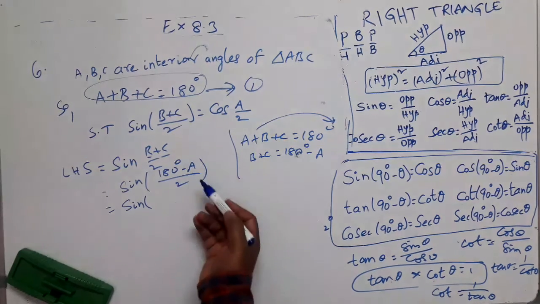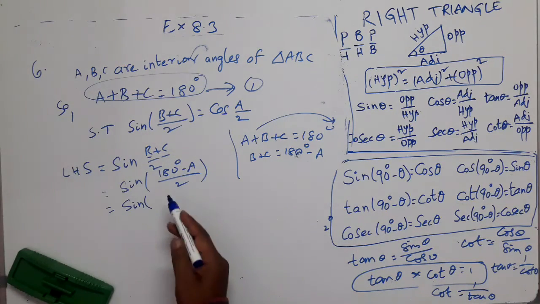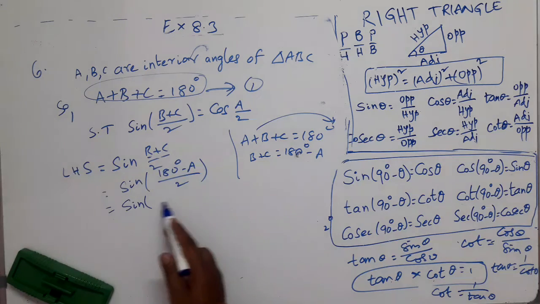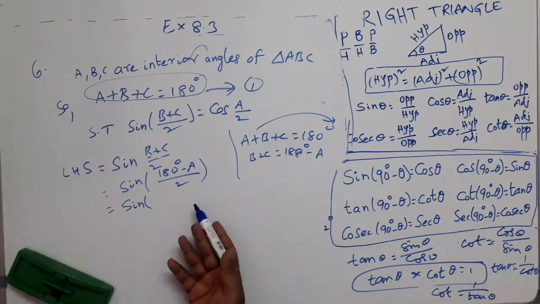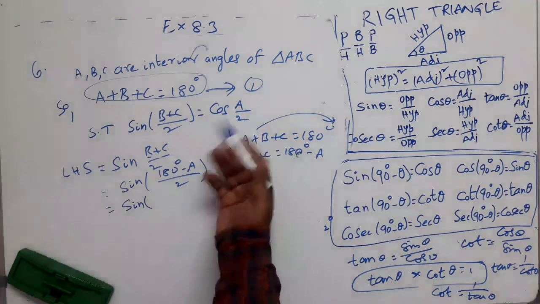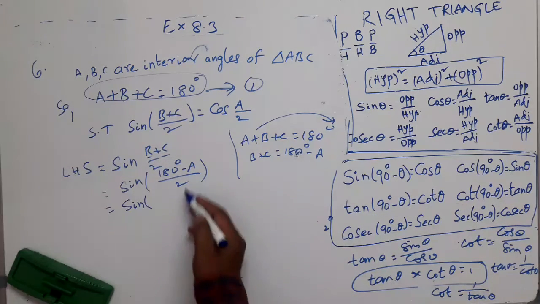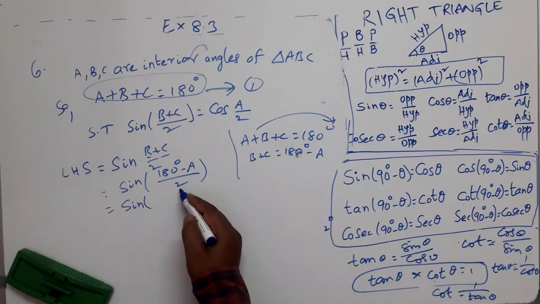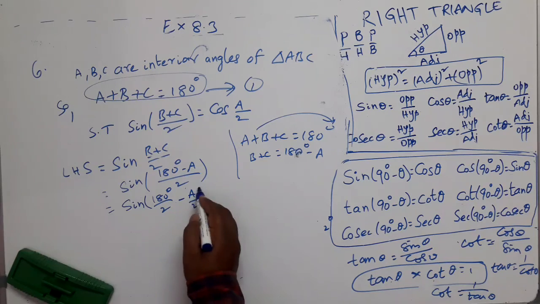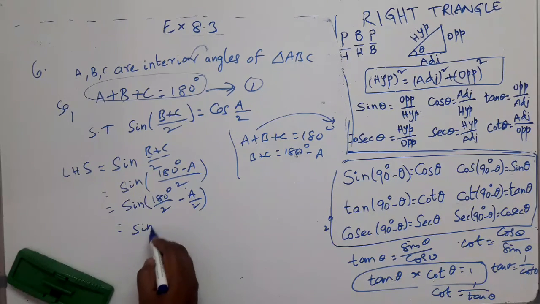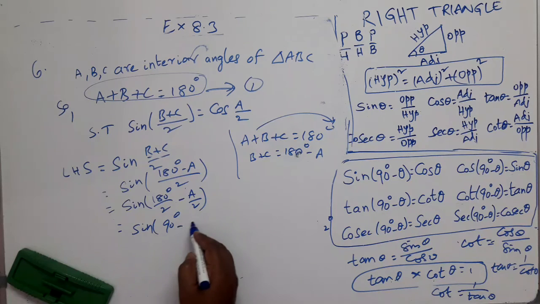Now see, I have converted this expression in terms of a ratio containing the angle A. Yes, I have eliminated B and C, using the given relation. Now I will simplify further and bring this right hand side part. I am dividing both the terms by 2. This is 180 degrees by 2 minus A by 2, right? So this is 90 degrees minus, of course, A by 2, which I am leaving as it is.